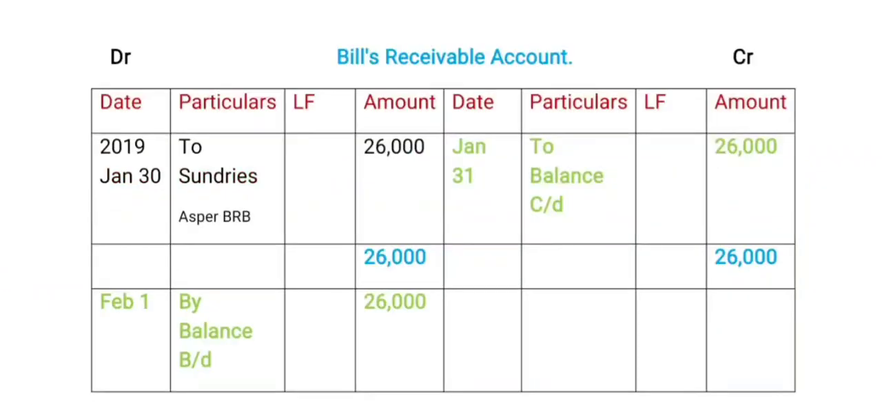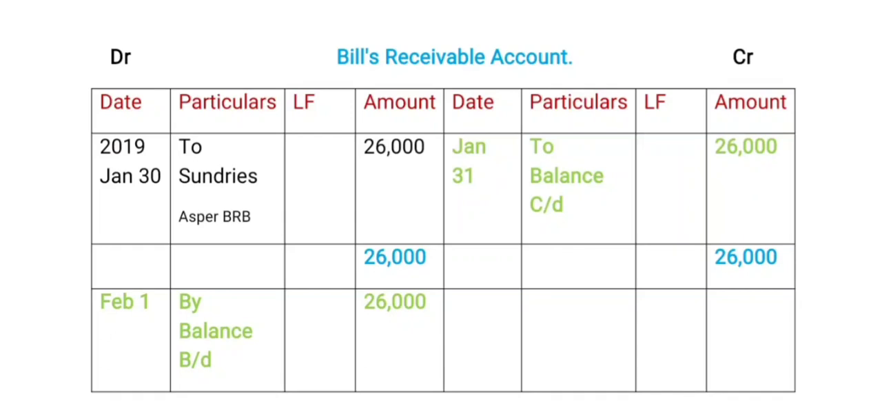Now coming to the bills receivable account, debit side, date column, it is 2019 Jan 30, To Sundry Debtors. This amount is as per the bills receivable book. It is 26,000. Now we are going to total both sides. There is no amount on the credit side. That is the reason we are taking both sides as 26,000, 26,000.